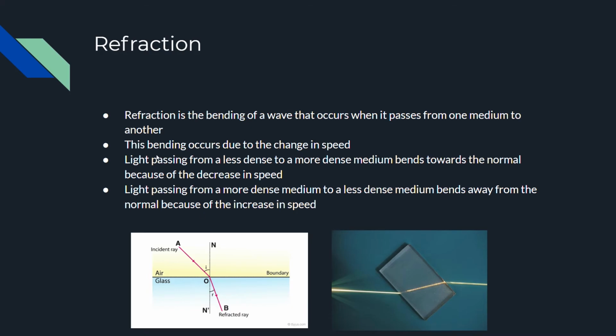So you need to know that light passing from a less dense to a more dense medium bends towards the normal, and light passing from a more dense to a less dense medium bends away from the normal.